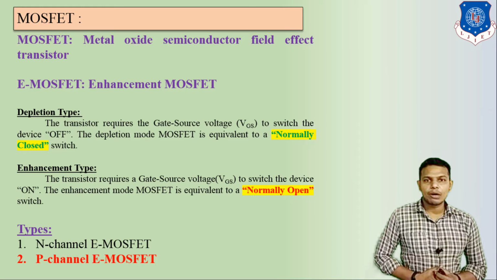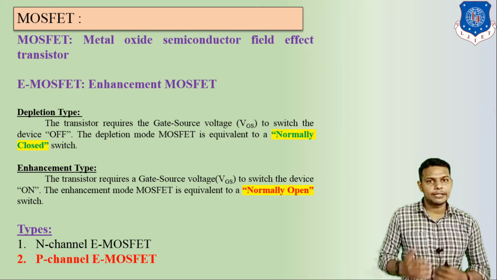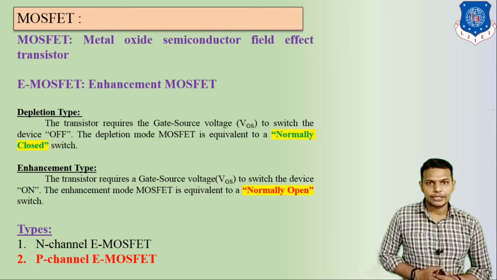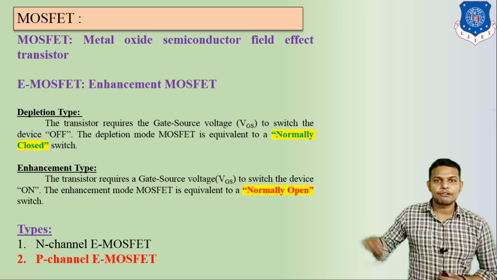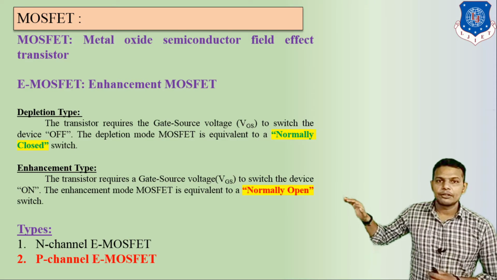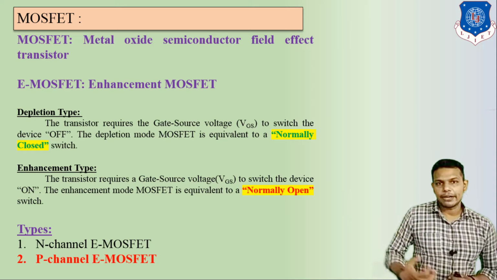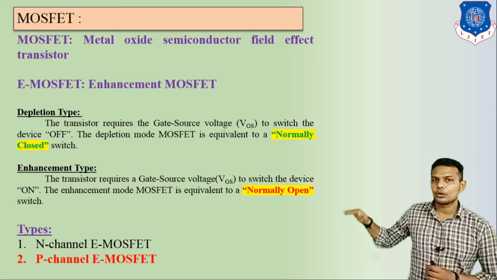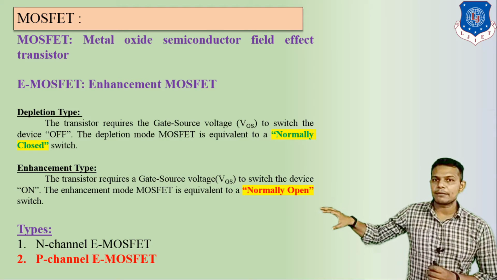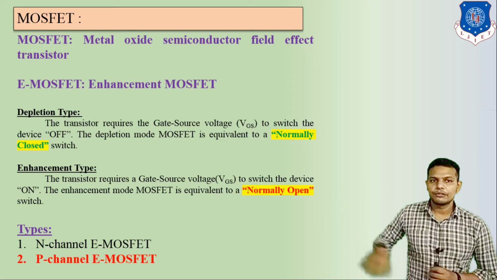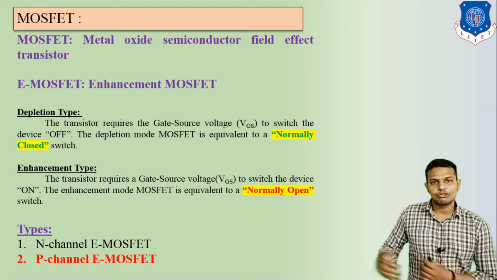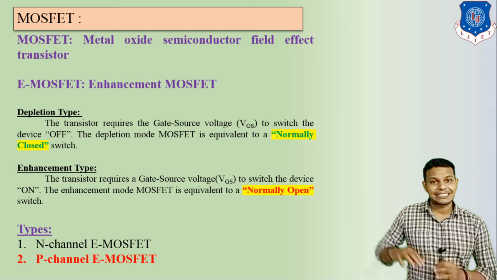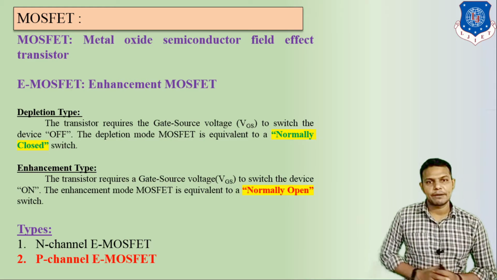So first, starting with MOSFET, metal oxide semiconductor field effect transistor is known as MOSFET. Here we are going to discuss about E-MOSFET, so enhancement MOSFET. Previously we discussed about depletion type, which is also known as device off, and normally it is a closed switch. And here we are going to discuss about enhancement MOSFET or enhancement type, which is a normally open switch, or we can say it is device on. So this is the difference between the depletion type and enhancement type.